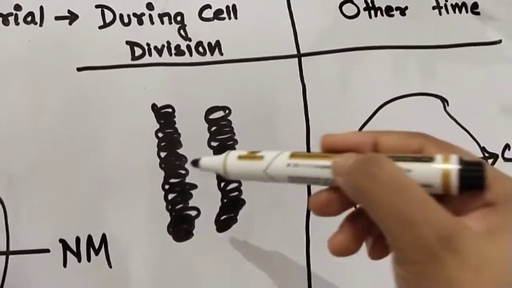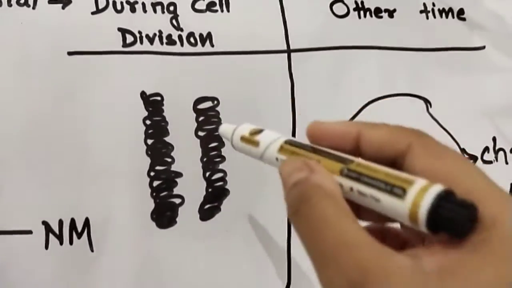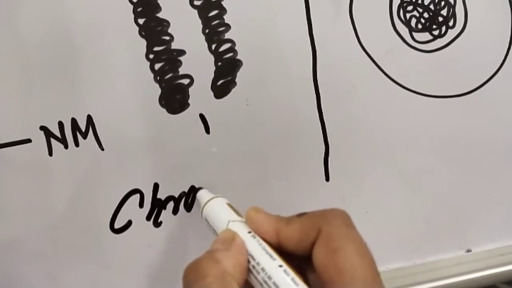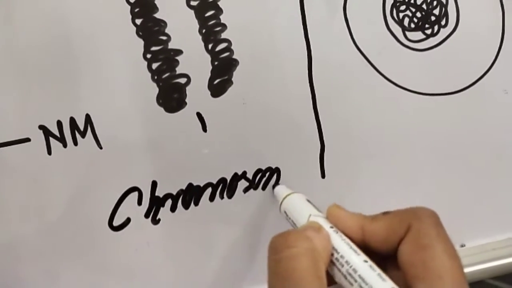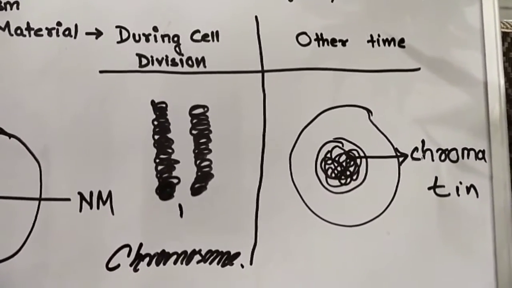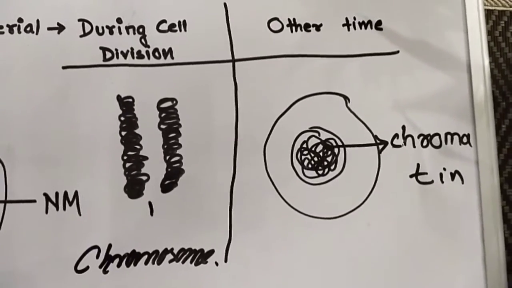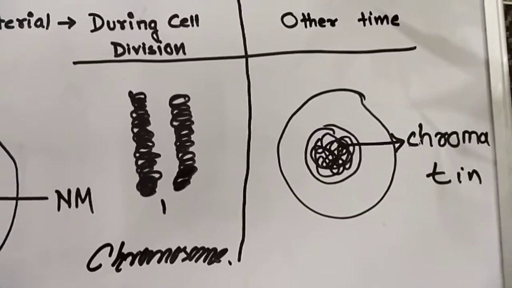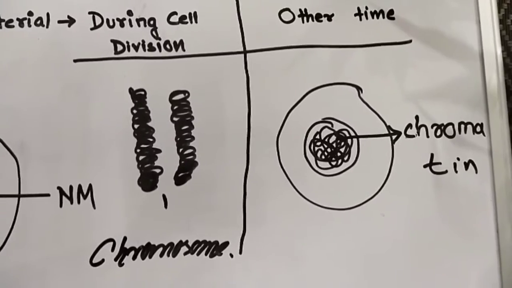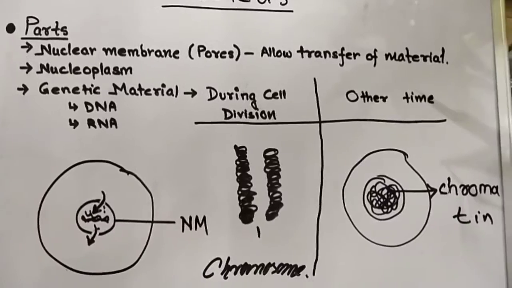When these are open and entangled, they form the chromatin, and when they form the rod-like structure, we call them chromosomes. So during cell division, the genetic material is present as chromosomes, that is, in rod-like structure, and at other times we can see only an entangled thread, and this is called chromatin. So this is the nucleus and its parts.